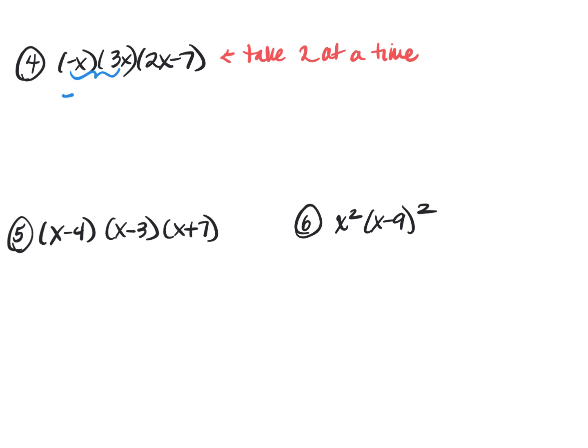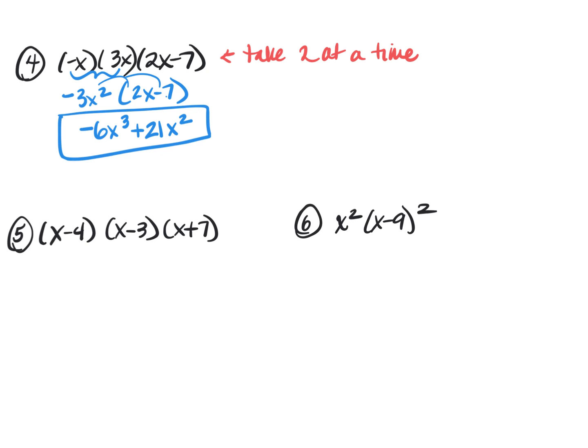So I have negative 3x squared, and I'm going to bring that 2x minus 7 down, and now I'm just distributing that negative 3x squared. So now I have negative 6x cubed. Negative times a negative makes a positive, so 3 times 7 is 21, and x squared is distributed out. All right, let's look at number 5.